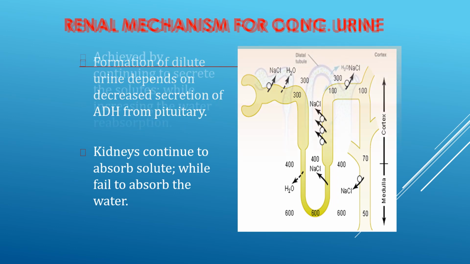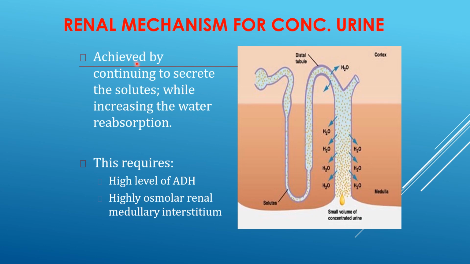Remember this point. And the renal mechanism for concentrated urine: production of concentrated urine is achieved by continuing to secrete the solutes while increasing the water reabsorption. So water reabsorption should be more and the solutes should be secreted into the lumen of the nephron. So this requires a high level of ADH and a highly osmolar renal medullary interstitium. So these are the requirements for production of concentrated urine. So the main one is ADH. If the ADH is high, automatically the water will be reabsorbed and solutes will be secreted into the collecting duct.